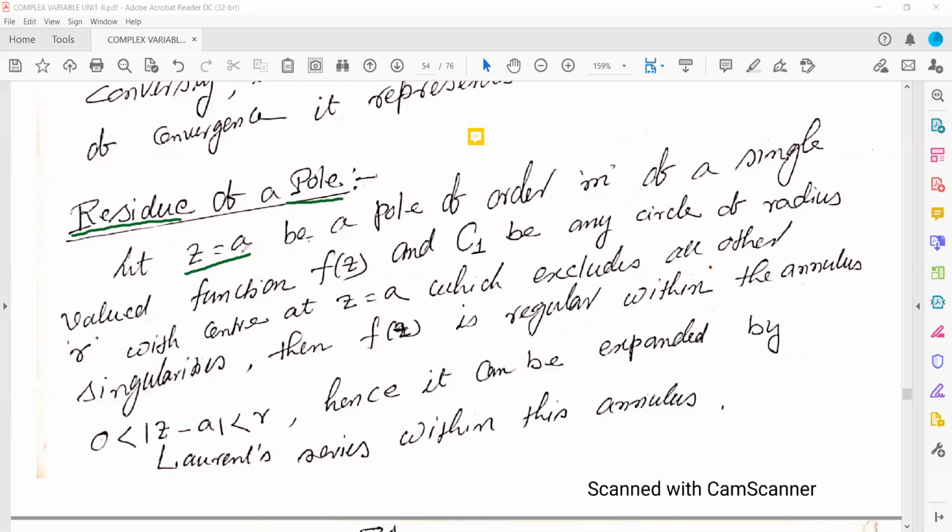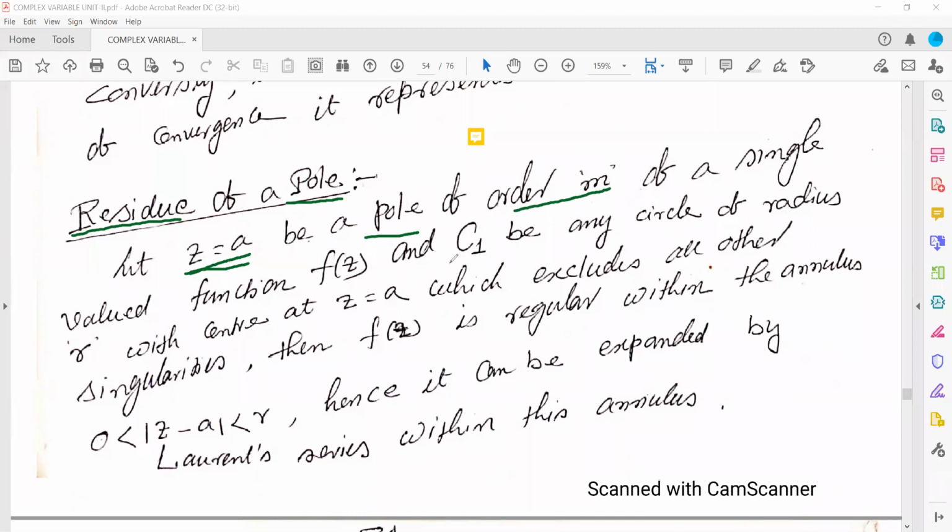be any singularity. Then only that will be a pole, or it may be a removable singularity, or it may be an essential singularity, or zeros. So you have a singularity, say z equal to a, and that singularity is a pole. And suppose the order of the pole is m, of a single valued function f(z), obviously.